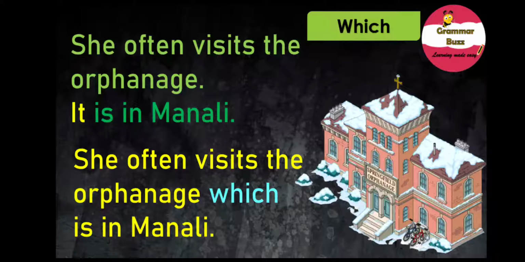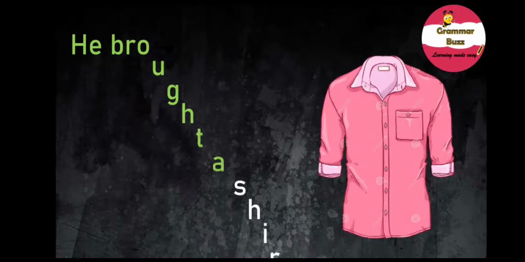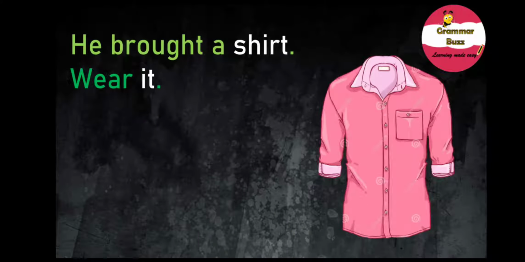Well, let me give you another example: He brought a shirt. Wear it. The first thing we need to see is, what is the noun that is being repeated in the sentence? Well, it is the noun shirt. Shirt is the noun, and the word it also refers to the same noun. So it refers to the noun shirt, but we need to replace the word it with a relative pronoun.